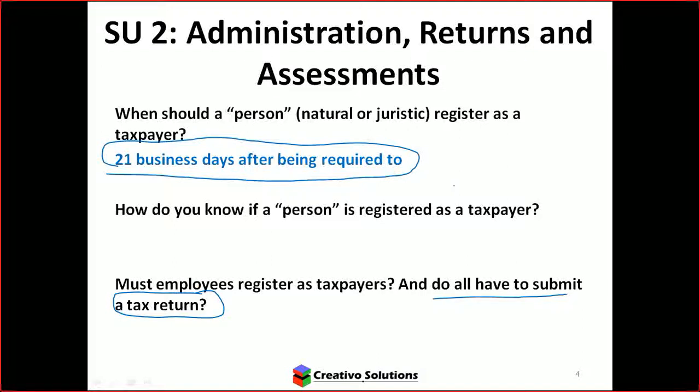Alright, so I know you mentioned that you're not a taxpayer. Okay, so you said you haven't registered as a taxpayer. Is there any reason why you've chosen not to register?